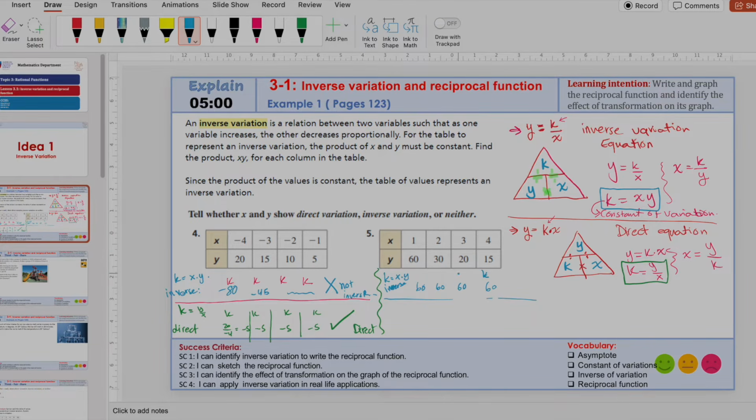Since I got the same k, no need to check for a direct relationship. Yes, it is inverse. If you want to check the direct one, go ahead, but it won't be constant. Find the k by dividing y by x. 60 divided by 1 is 60. 30 divided by 2 is 15. See, I got a different k, so no need to check the rest. It's not direct.